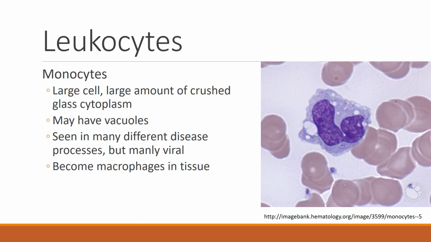Here we have a monocyte. Monocytes, as you can notice from the picture, are extremely large. One major characteristic of a monocyte is the crushed glass cytoplasm that you will see in the majority of monocytes. They will have vacuoles, which is another key characteristic. Not all monocytes will have vacuoles, but a large majority of them will. They are seen in a lot of different disease processes, but the majority are seen in viral disease processes inside of a human being. A lot of monocytes will become macrophages when they enter tissue.